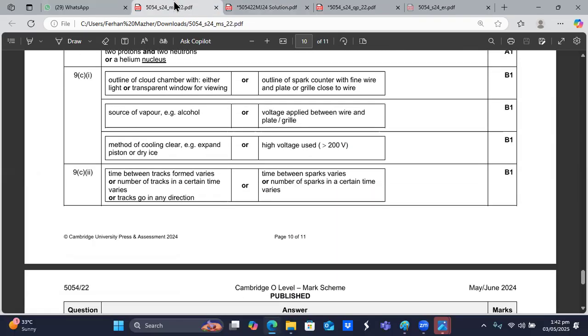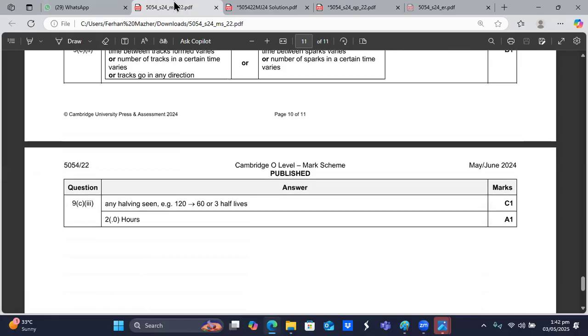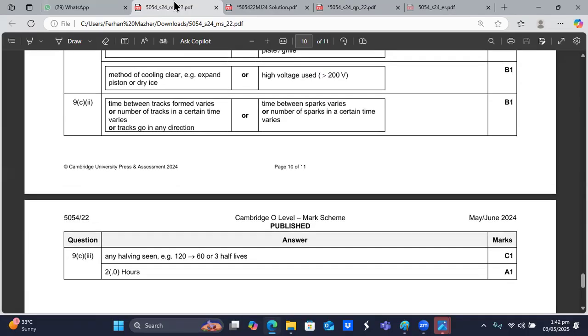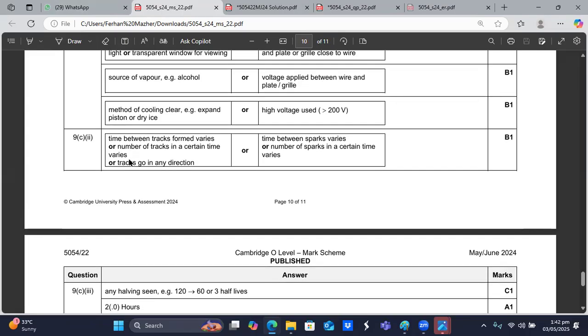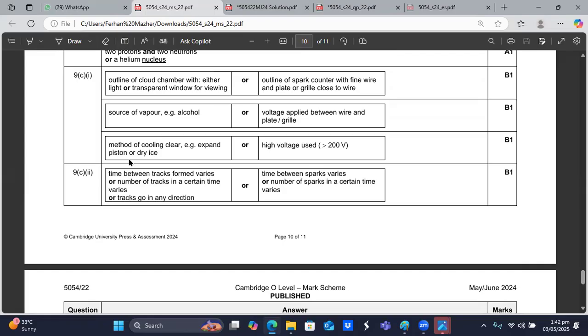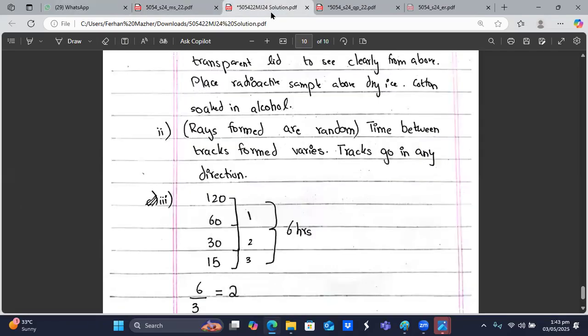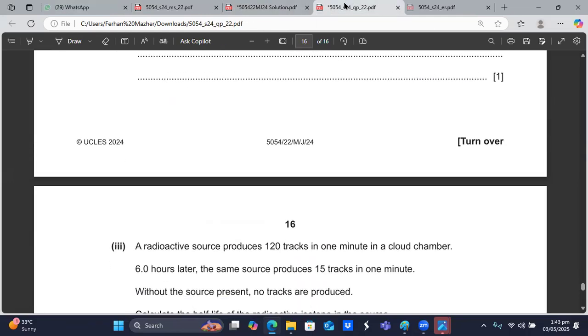So let's see what the marking scheme says. Here we have: time between the tracks formed varies, or number of tracks in a certain time varies, or tracks go in any direction. This shows that the emission of the alpha particle is random.